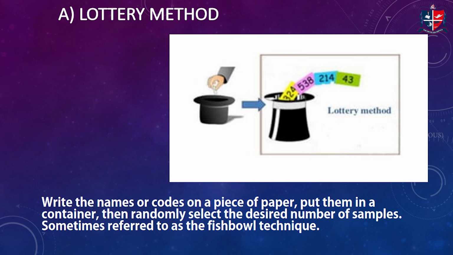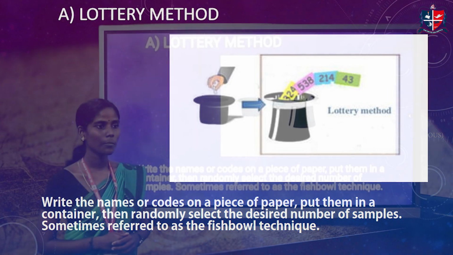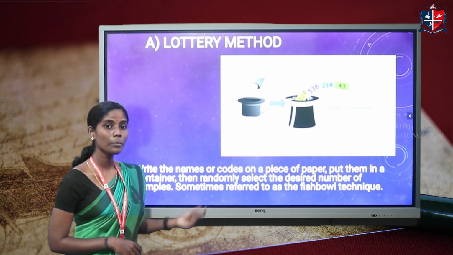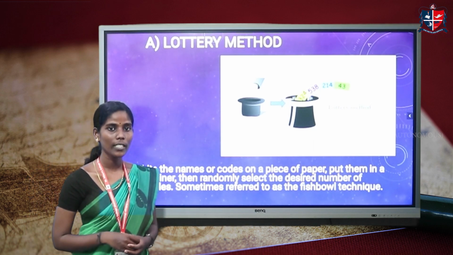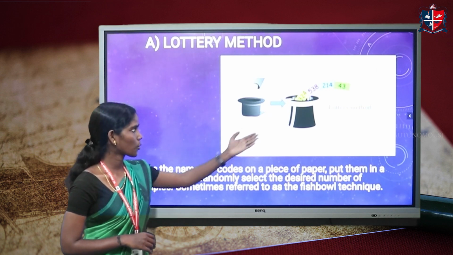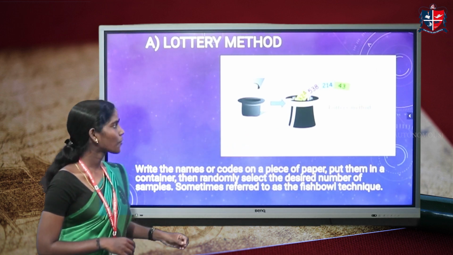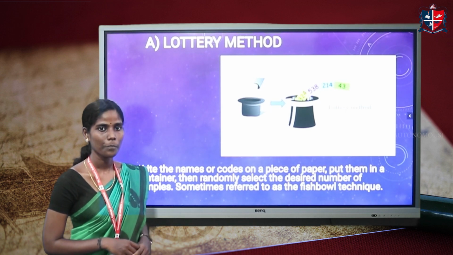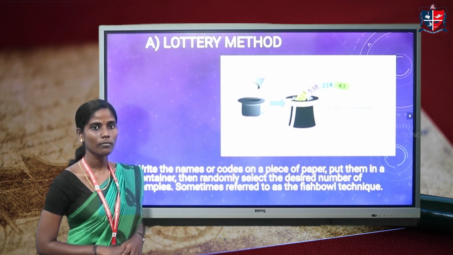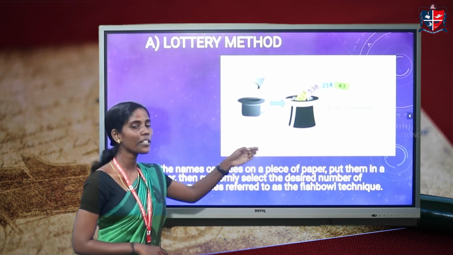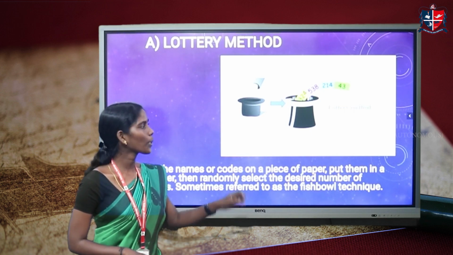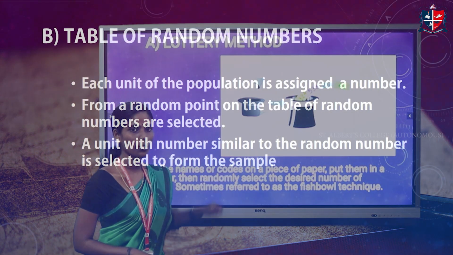First one, lottery method. Lottery method is familiar to you because here we write the names and codes of each unit on a piece of paper and put them into a container. And we randomly select some pieces of paper as the sample. That's all. So here every unit gets an equal chance. There is no purpose, there is no judgment. We are randomly selecting the lots.